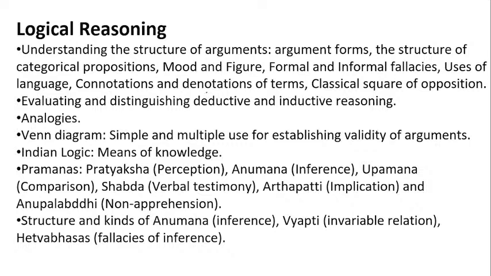This is how the syllabus for logical reasoning looks like. You have arguments, structure of arguments, categorical propositions, moods and figures, formal and informal fallacies, uses of language, connotation and denotation of terms, classical square of opposition. Each and every topic we have seen in detail up till now. Also, students, we have taken Venn diagram and how to find the validity of an argument. We have also seen Indian logic, which comprises means of knowledge, all the 6 types of pramanas, and then structure and kinds of anumana.